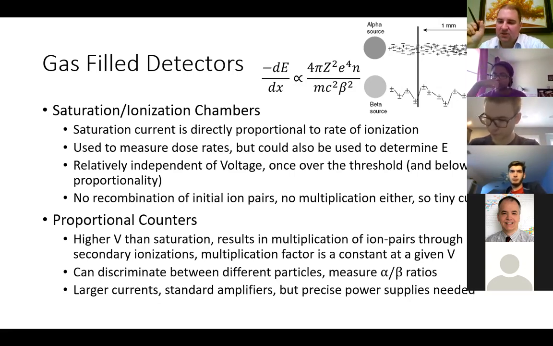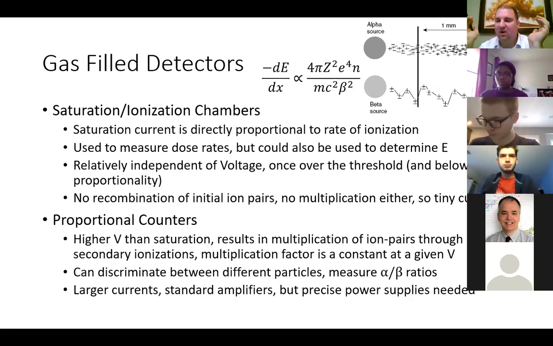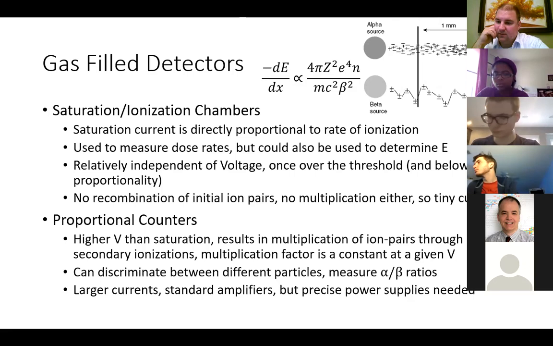Because you can use RC circuits or an AC capacitor kind of thing, even if it comes in over a couple nanoseconds, you're able to sum up all of that charge and measure that as a single current. The more energy that was with the radiation particle, the more ion pairs you would create and the more charge you would collect. So ionization chambers can actually be used to determine the energy of the radiation particles.